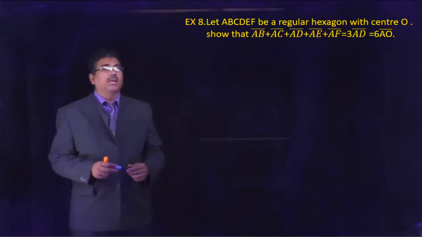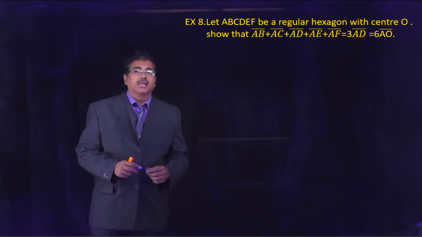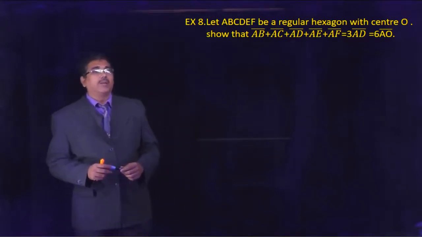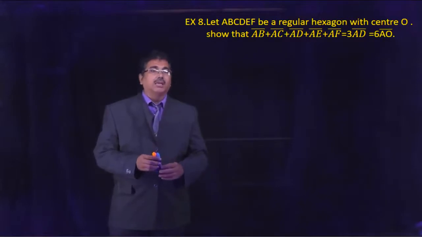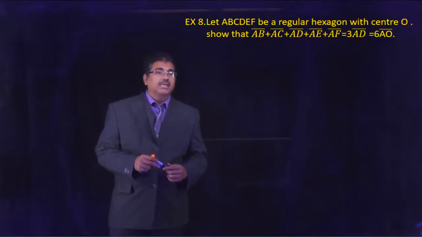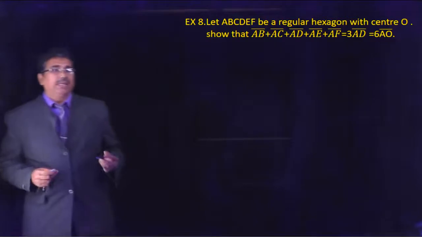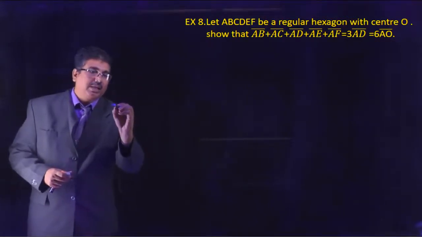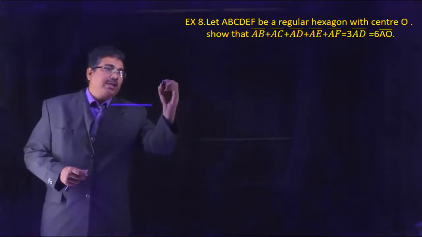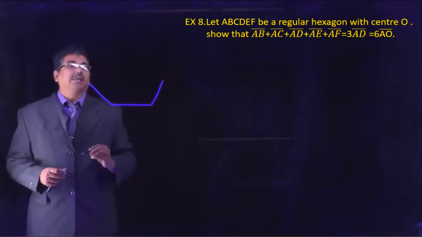Let ABCDEF be a regular hexagon with the center at O. Show that AB bar plus AC bar plus AD bar plus AE bar plus AF bar is equal to 3 times AD bar, which is equal to 6 times AO bar. Let ABCDEF be a regular hexagon.